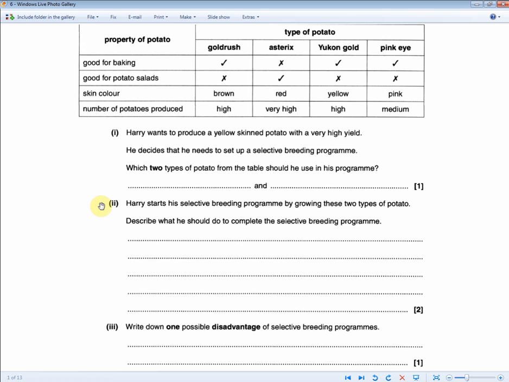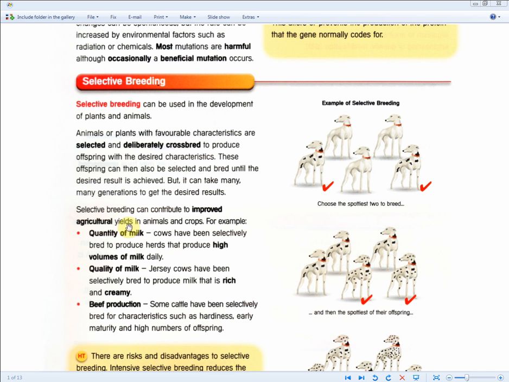So the next question then asks, Harry starts his selective breeding program by growing these 2 types of potato. Describe what he should do to complete the selective breeding program. So for the 2 marks, we basically need to recall what is selective breeding. As we're shown here, animals or plants with favorable characteristics are selected and deliberately crossbred to produce offspring with the desired characteristics. These offspring can then also be selected and bred until the desired result is achieved, but it can take many generations to get the desired results.